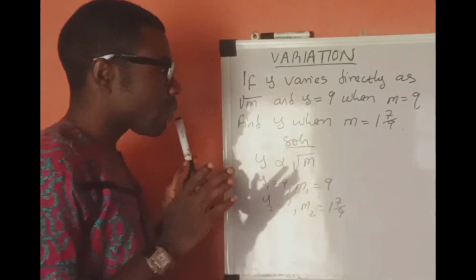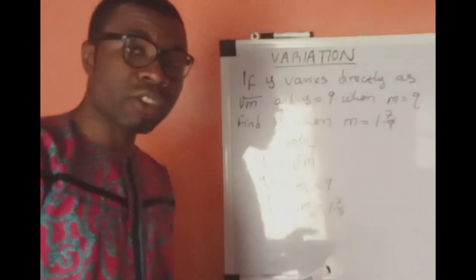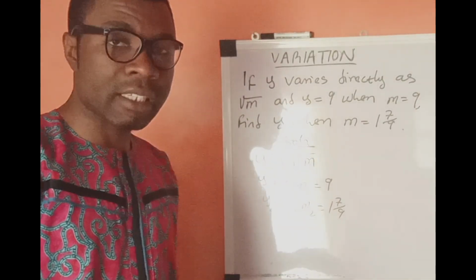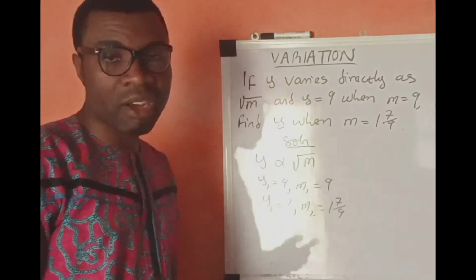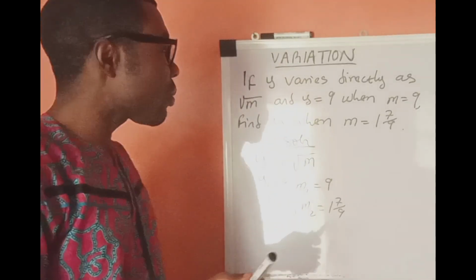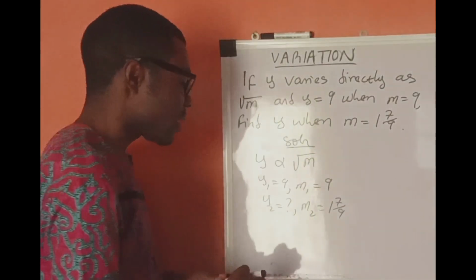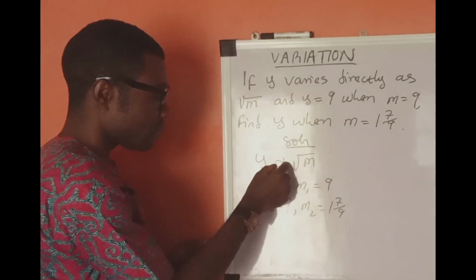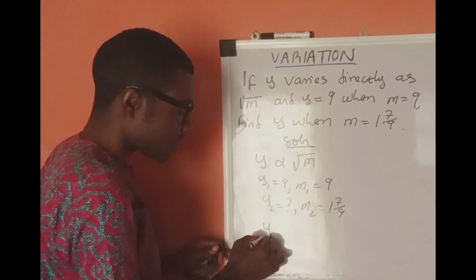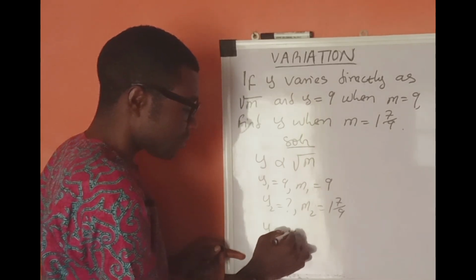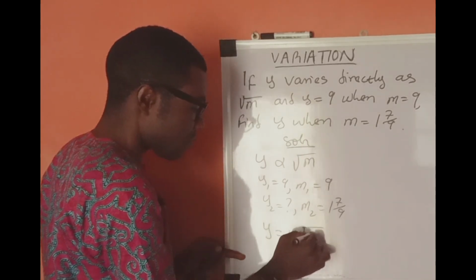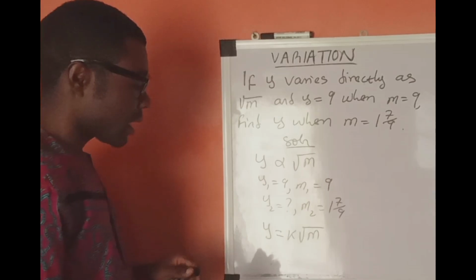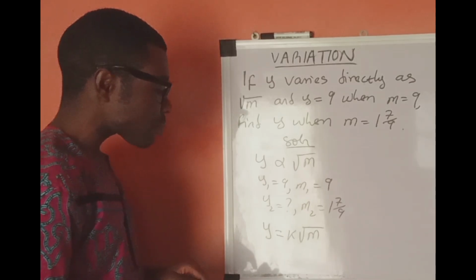You see here, there was nothing like find k. There was nothing like find the equation connecting them. But we cannot solve this without finding the equation connecting them. So what we are going to do is to first of all find the equation connecting them by using this variation. So I said when you remove the proportionality sign, you introduce an equality sign and introduce a constant k. So we have y is equal to k root m, square root of m.